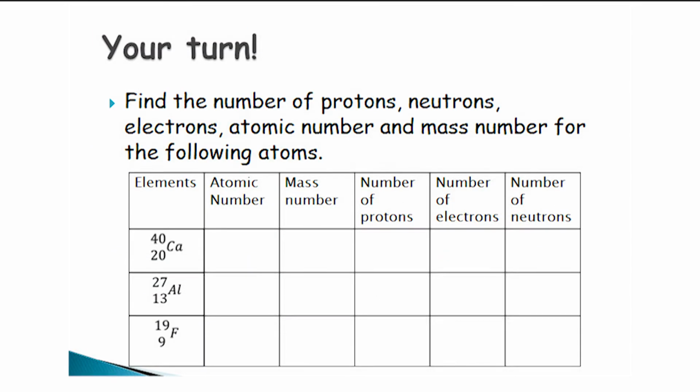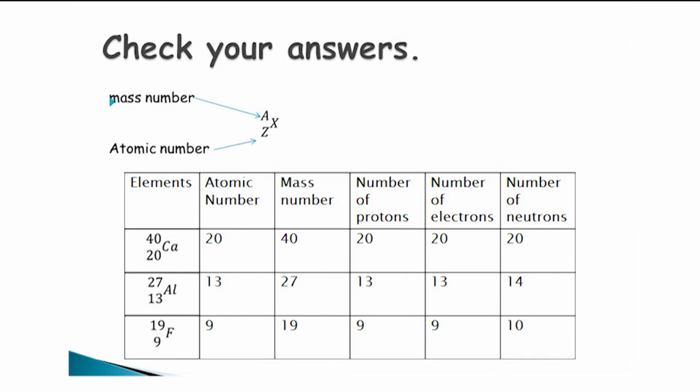Now it's your turn. Find the number of protons, electrons, and neutrons for each of the following elements, starting with Ca 20 40. Ca is the symbol of calcium, 20 is its atomic number Z, and 40 is its mass number A.